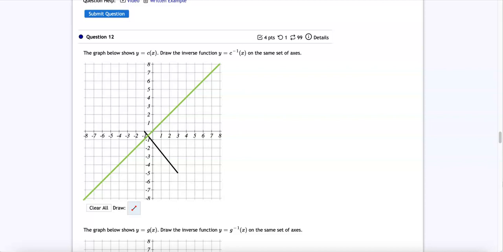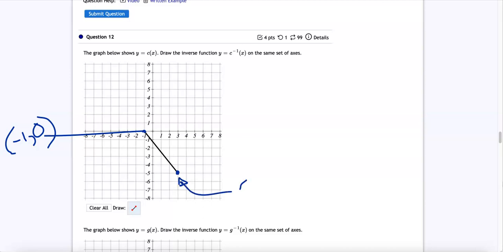And the way that you would do it, since you can't draw a line on MyOpenMath, is to identify a couple of the points on the original graph. So for instance, this point right here, this original point is -1, 0. And then let's identify one other such point. This point over here is at 3, -5.